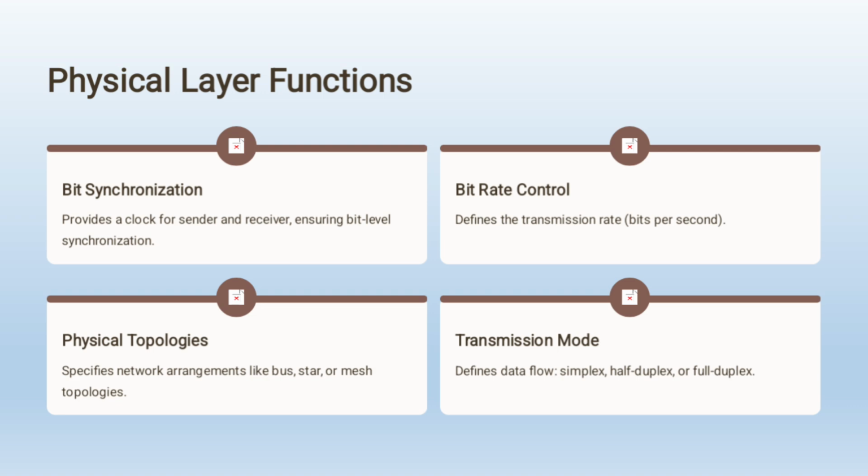Next one, line configuration. The physical layer is concerned with the connection of devices to the medium. Next one, physical topology. The physical topology defines how devices are connected to make a network. Next one, transmission mode. The physical layer also defines the direction of transmission between two devices: simplex, half duplex, or full duplex.